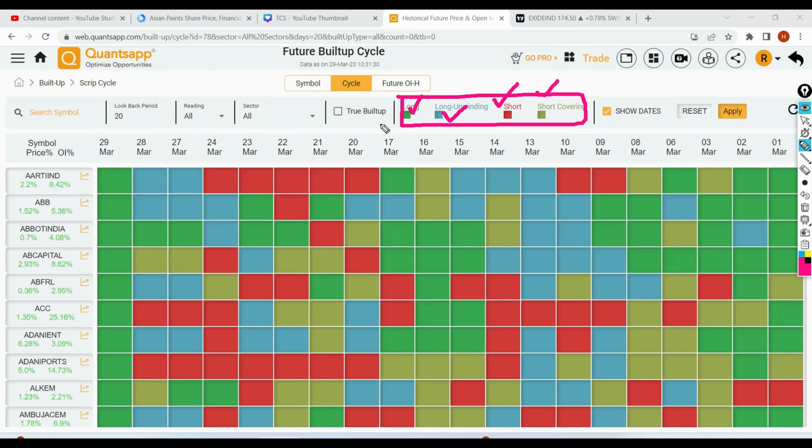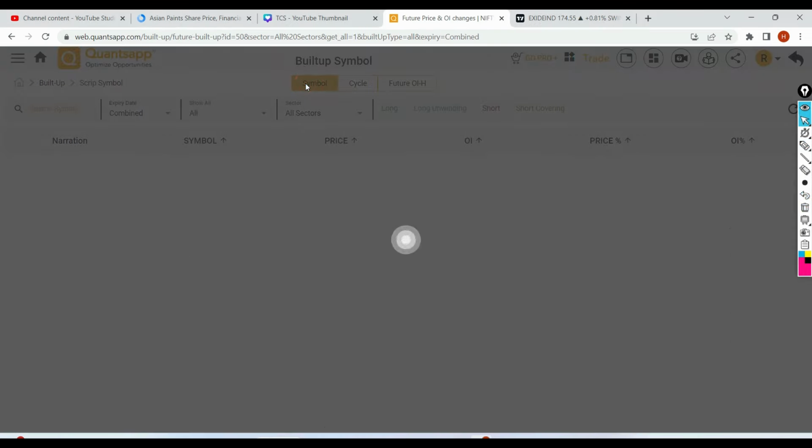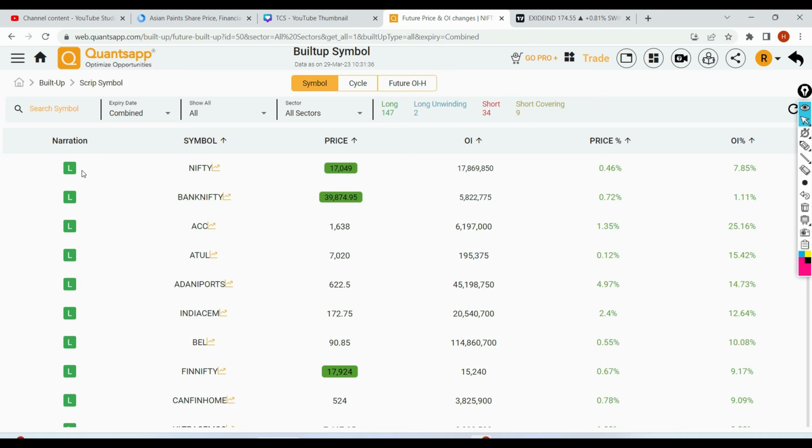Let me delete this and go to something simple. Let's define the definition of long. We have to think of this from the futures perspective, not from the options. When I say long, the price is green, the price is going up. Check this symbol, price is going up. At the same time, open interest is also going up.